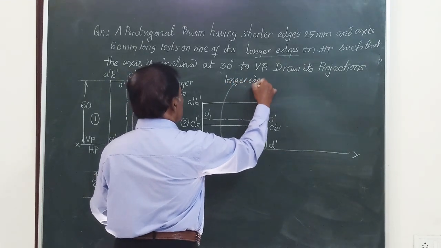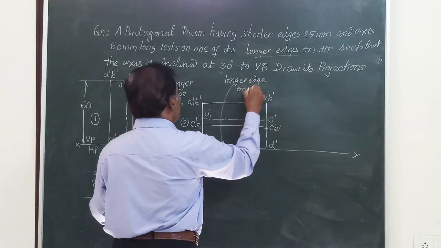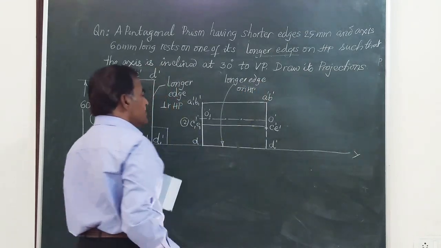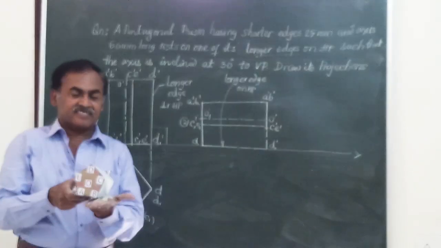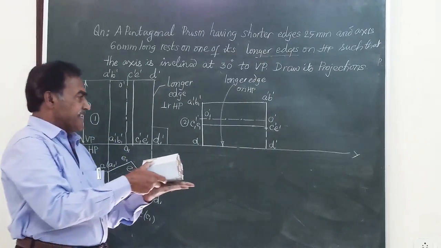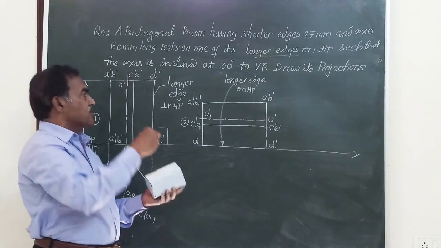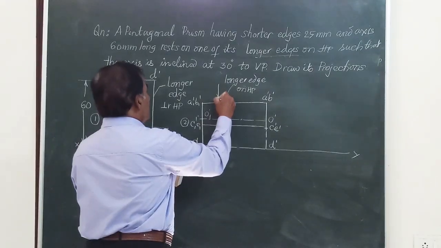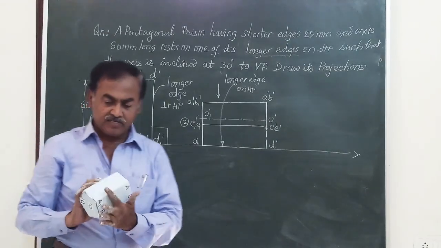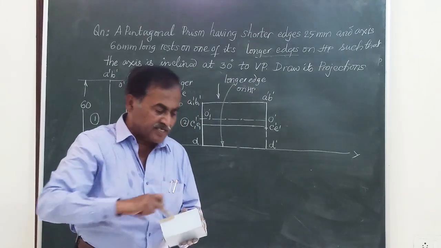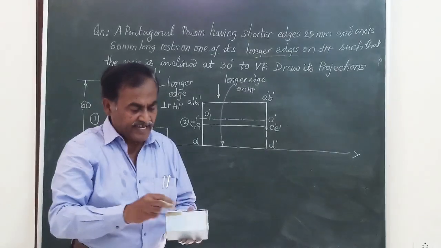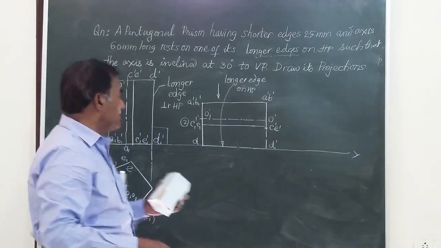Longer edge is on HP. So once you have this longer edge in HP, I made the object to rest like this. So when you make it like that and look from the top, for this position, you will be able to see rectangle 1, this rectangle.